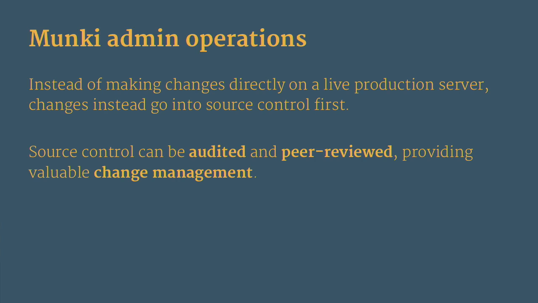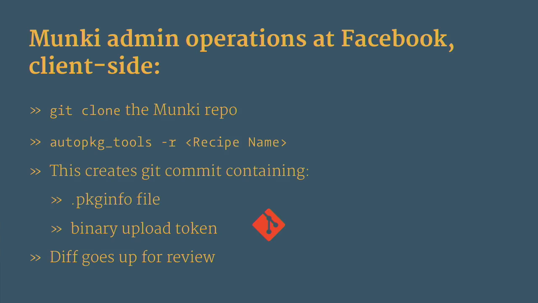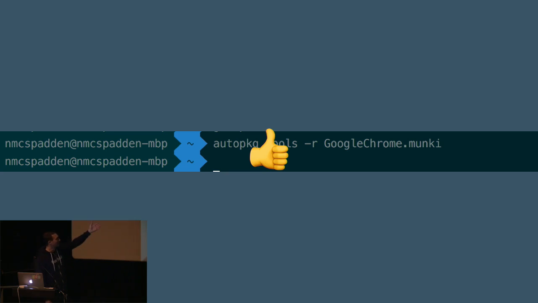So client side, the process is pretty simple. You clone the repo, you make sure you have your local access to Monkey, you run the auto package wrapper, and this gives me a commit that contains my package info, and it uploads the binary directly to our binary storage. And then the diff goes up for review. Somebody else on my team now has to look at the code and the package info, make sure it looks sane, a basic sanity check. Someone else's eyes were on that. So now if everything breaks, it's two of our faults. So again, real simple, right? One line gives me all that.